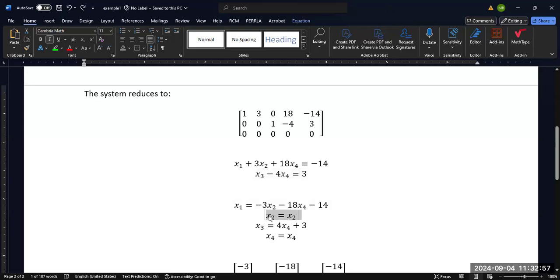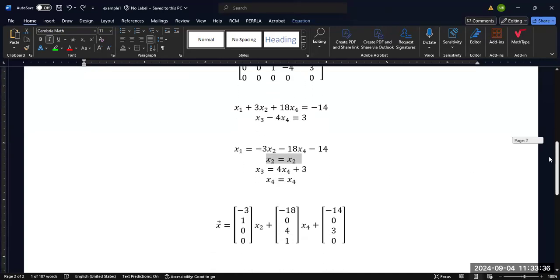That's our free variable declaration. And the other thing that we're going to do is move everything except for the leading variable over to the other side of the equation. So x1 will be by itself, and the 3x2 will become -3x2 on the other side. 18x4 will become -18x4 on the other side, and it'll join the -14 over there, and our free variable declaration. And then in this equation, x3 is the leading variable, so x4 is the one that gets moved over to the other side, and then our second free variable declaration.